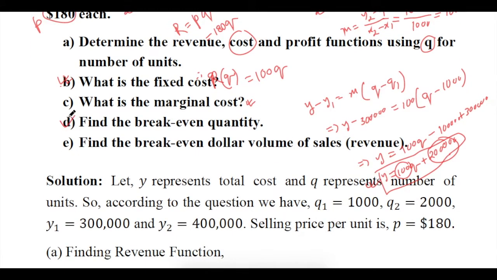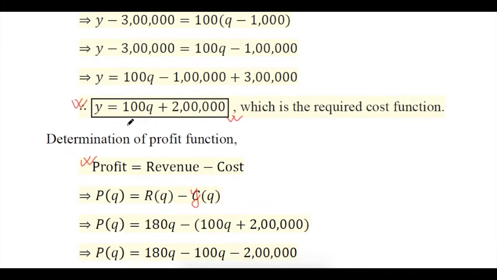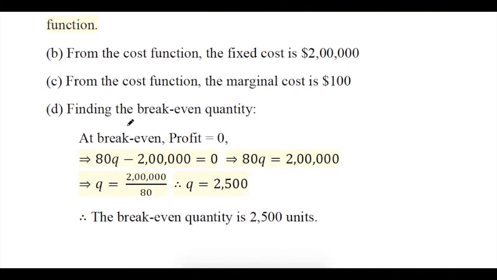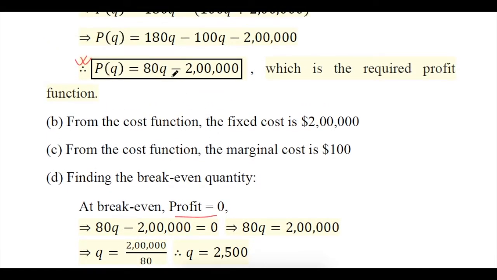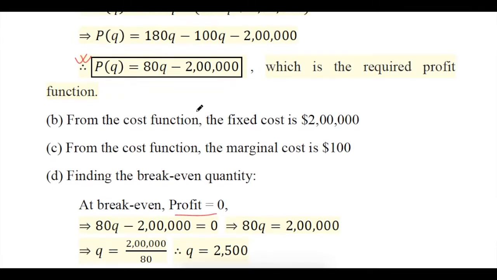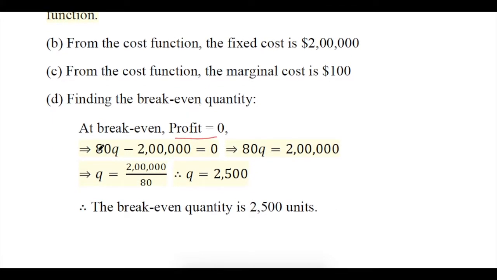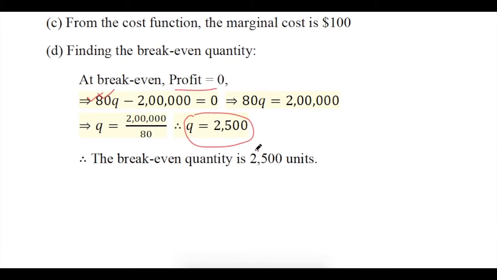And find the break-even quantity. For the break-even quantity, we know profit equals 0. We need to equate profit to 0, with the profit function 80Q minus 200,000. So we can replace this, and then after simplification, our Q will be 2500. So 2500 units is the break-even quantity.